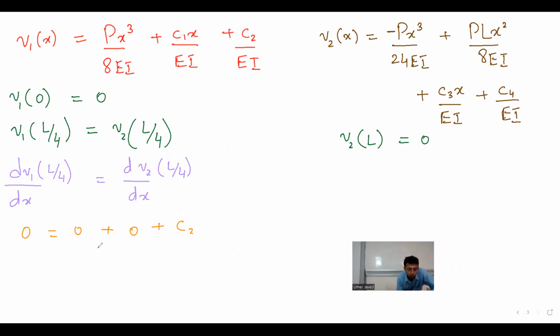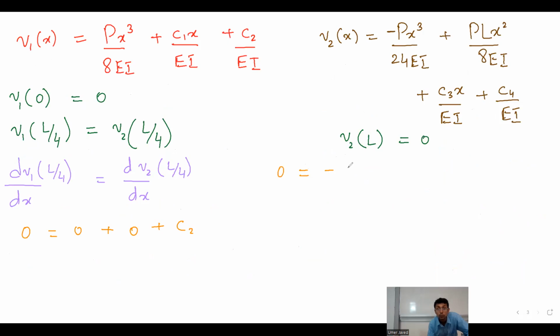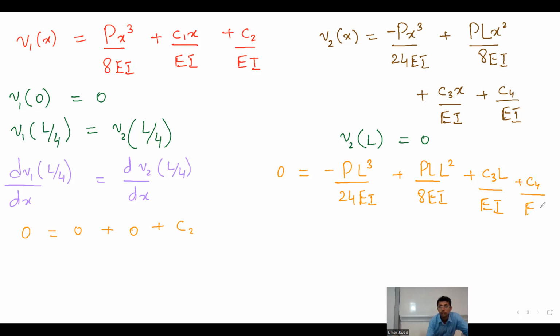Now, when you have C2 equal to 0, then you will go to the next and write V2 at L is equal to minus P L power 3 over 24 EI plus PL over 8 EI. Instead of x, we have decided L, plus C3L over EI plus C4 over EI. Do you agree with me, right? Okay, anyways, now that you have got this, let's call this 1. Let's call this 2.